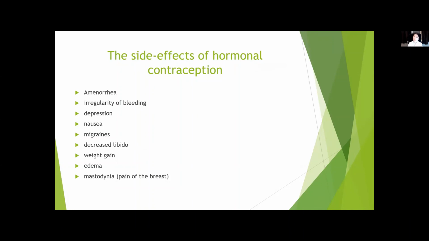Side effects of hormonal contraceptives include amenorrhea, irregularity of bleeding, depression, nausea, migraines, decreased libido, weight gain, edema, and mastodynia, pain in the breast. If these side effects do not disappear after 2 blisters of using contraceptive, 2 periods, it is suggested to change the hormonal contraception to another component, also hormonal.